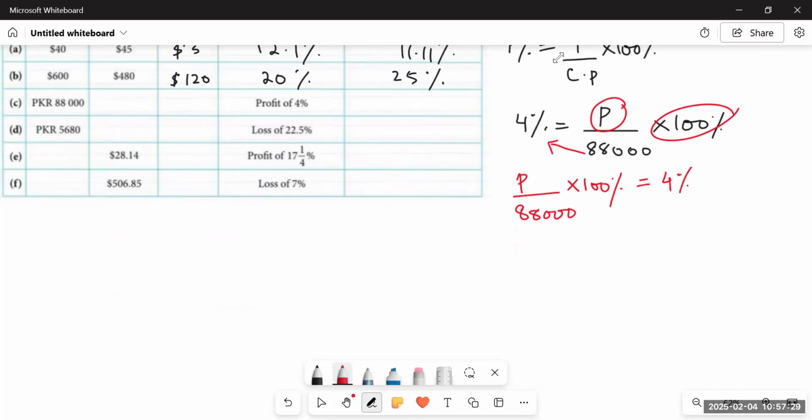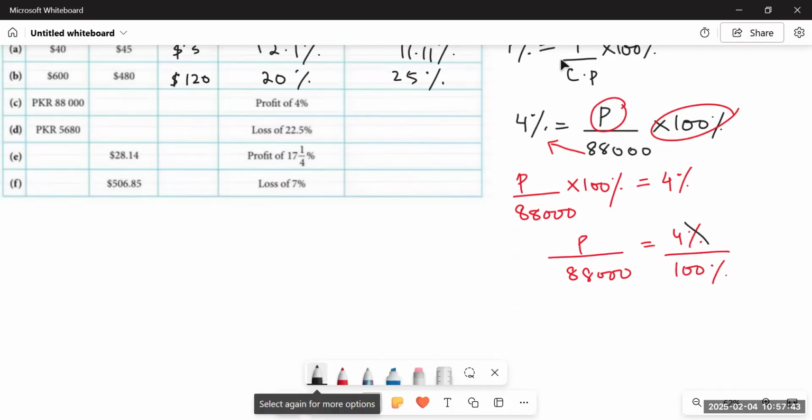And now if we start simplifying it, it could be like P upon 88,000 is equal to 4% upon 100%. Percentage sign on either side will cut each other. Then what are we left with? P upon 88,000 is 4 upon 100. P is equal to 4 multiplied by 88,000 upon 100. Why haven't I simplified 4 with 100? Because I knew there are 2 zeros which would simplify the 2 zeros of 88,000.